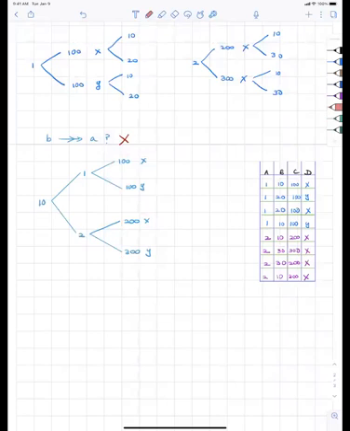In order for B to multi-value determine A, you would have to add 200x and 300y out here to the table. You'd have to add this to the table, and you'd have to add 100x and 100y to the table. So that's the only way that B could multi-value determine A.